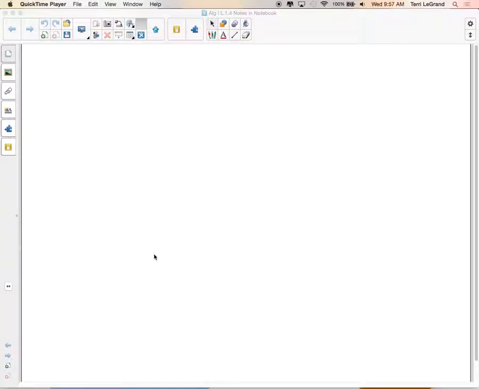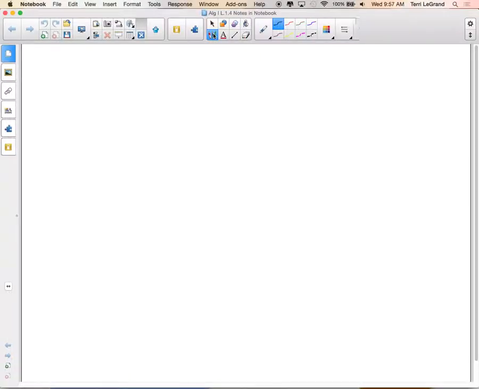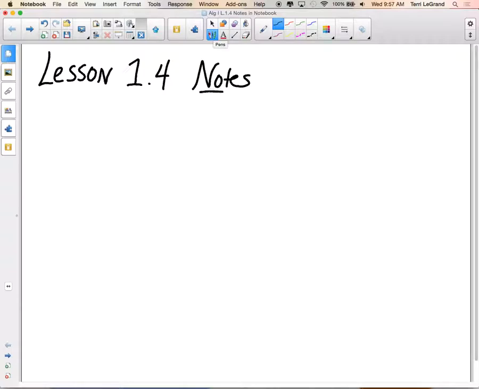At the top of this page in your notebook, I want you to write lesson 1.4. And maybe you should just tell yourself these are notes, in case you're wondering what this is about. We're taking notes in your notebooks today together. Our objective today is, it says right over there, I can solve equations in one variable that contain more than one operation. Well, we'll shorten that up to solving multi-step equations.